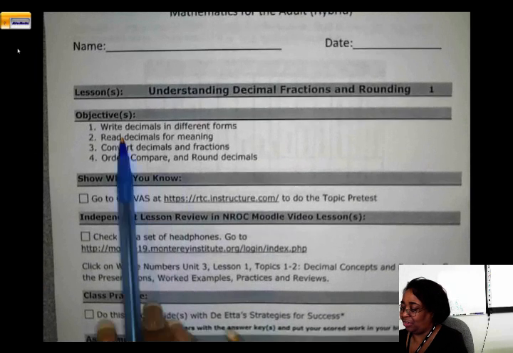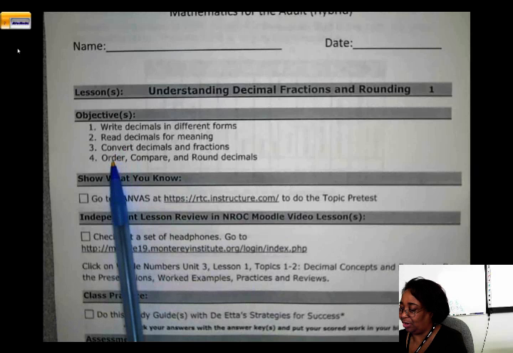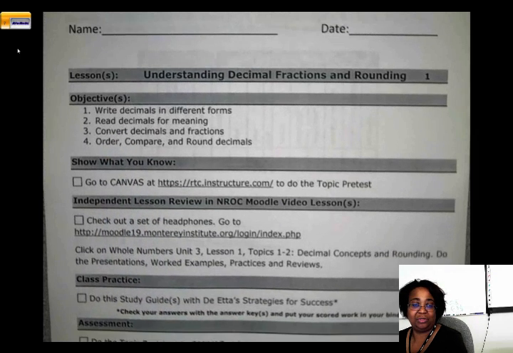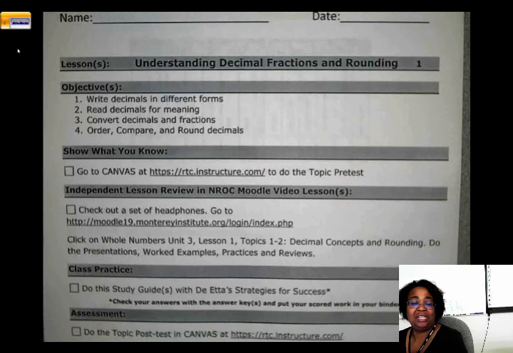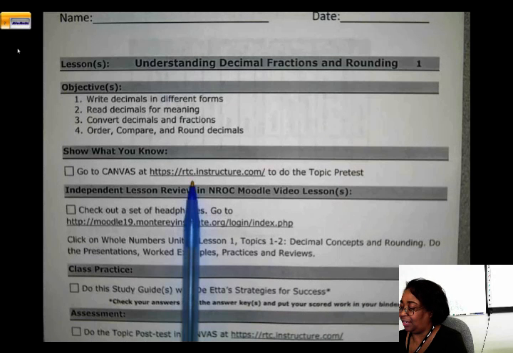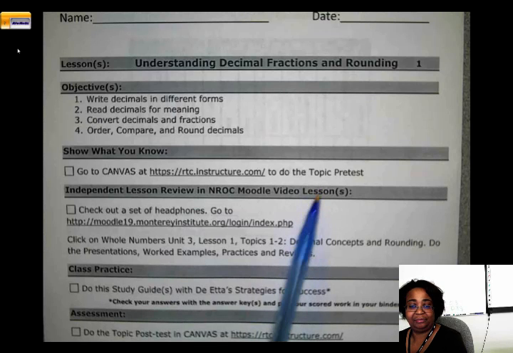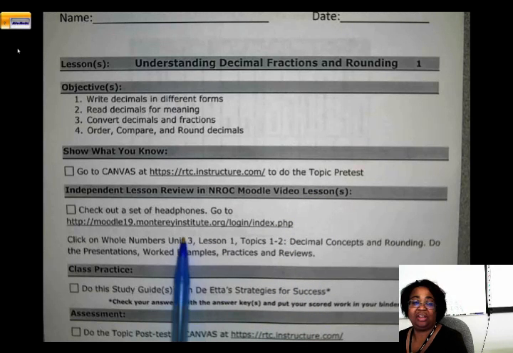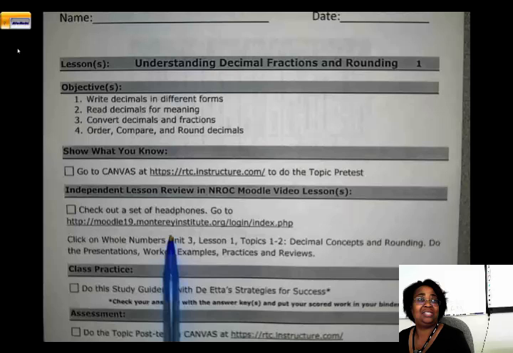In today's packet, you're going to write, read, convert decimals and fractions, order, compare, and round decimals. Your pre-test and post-test will be located in Canvas under this topic, decimal concepts. If I was going a little bit too fast and you need additional instruction, I will upload today's video for you to look at.